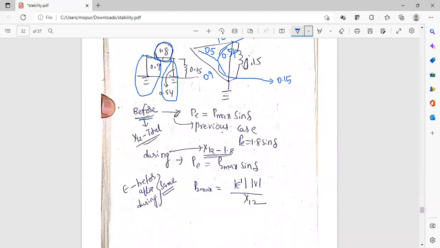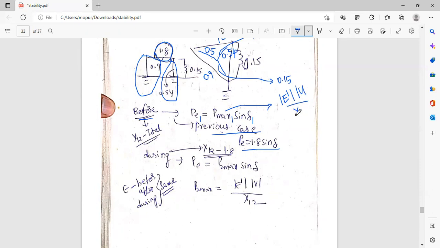Coming to before fault, that is PE1 is equals to Pmax1 sine del 1. We had already calculated the value of this before fault for the first application, which is the same thing here also. PE is equals to 1.8 sine del. When we are calculating before fault, this Pmax will be having the denominator. What is Pmax? Pmax is E dash then modulus of V divided by x12.